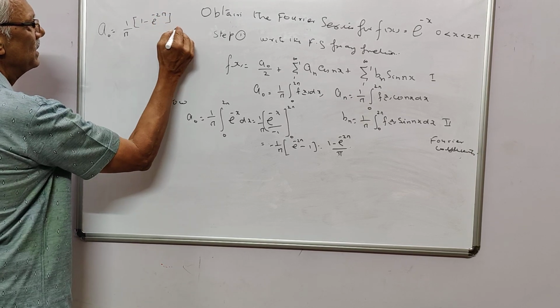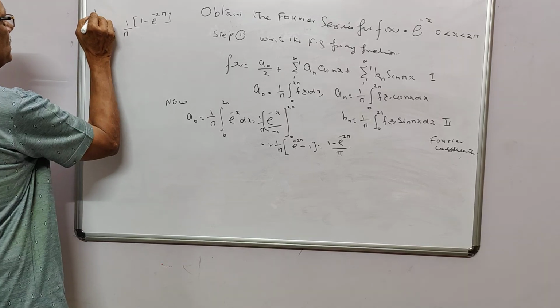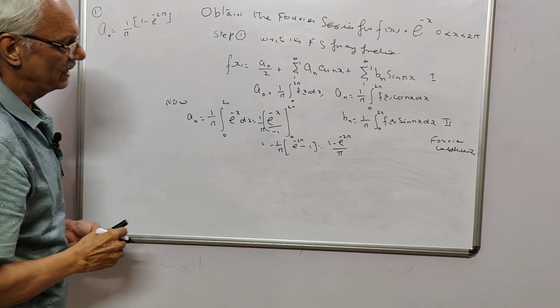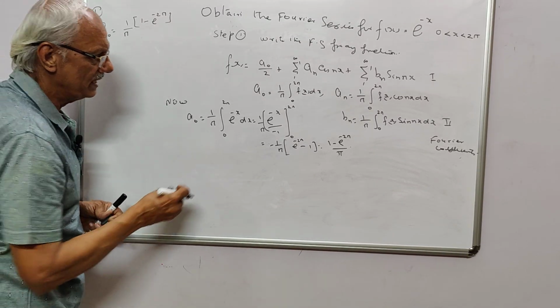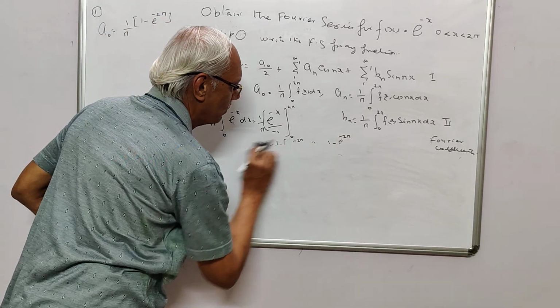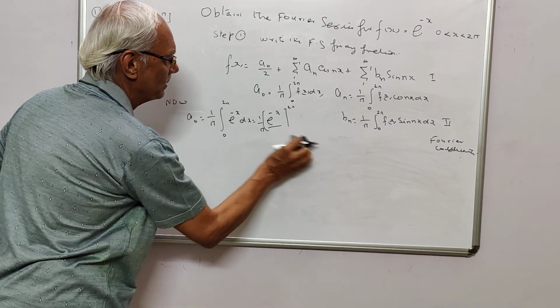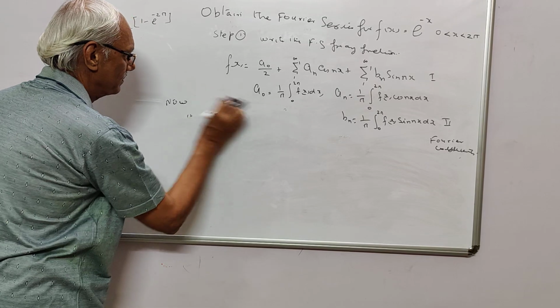So let me keep this. This is one number, the first result we have got. Then we will start doing the an. Now I will write an here so that you will understand better. So I will do this.